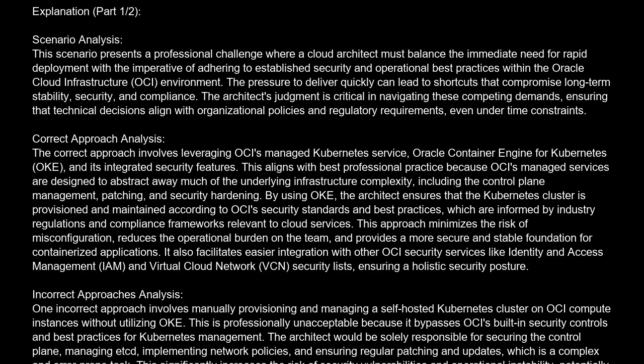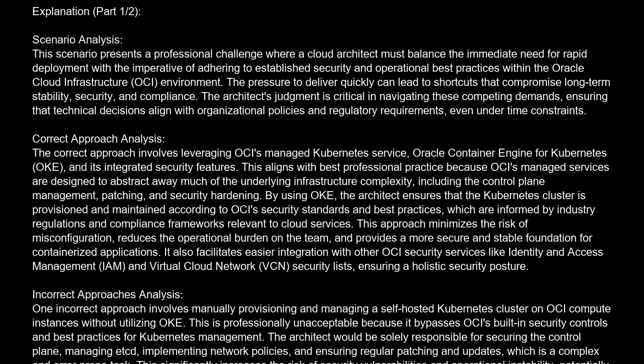Correct approach analysis. The correct approach involves leveraging OCI's managed Kubernetes service, Oracle Container Engine for Kubernetes (OKE), and its integrated security features. This aligns with best professional practice because OCI's managed services are designed to abstract away much of the underlying infrastructure complexity, including the control plane management, patching, and security hardening. By using OKE, the architect ensures that the Kubernetes cluster is provisioned and maintained according to OCI's security standards and best practices, which are informed by industry regulations and compliance frameworks relevant to cloud services.